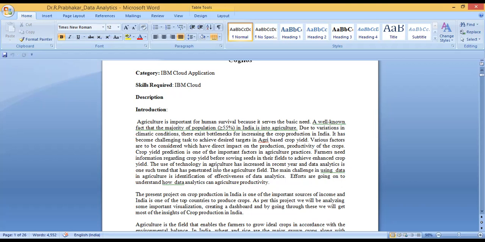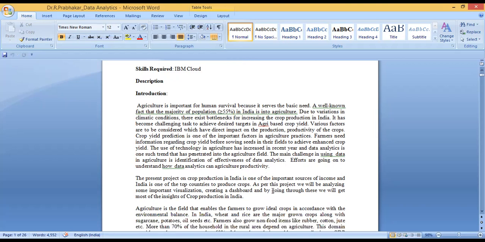The use of technology in agriculture has increased in recent years, and data analytics is such a trend that has penetrated into the agriculture field. The main challenge in using data in agriculture is identifying the effectiveness of data analytics. Efforts are going on to understand how data analytics can be made agriculturally productive.